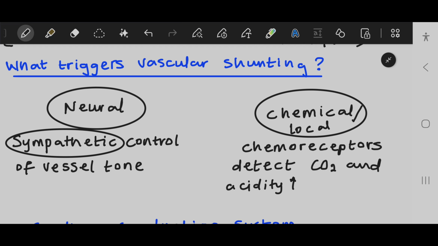Now, chemical or local triggers involve the chemoreceptors detecting an increase in CO2 and acidity in the blood. So chemoreceptors detect CO2 increasing, pH level going down, and this encourages greater oxygen unloading from the blood, which basically increases oxygen delivery, increases blood flow.